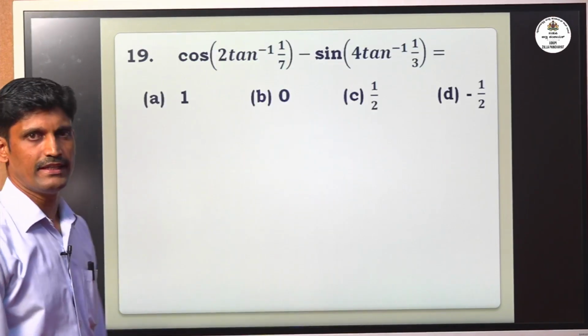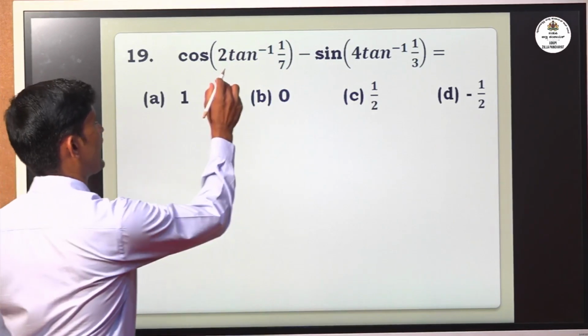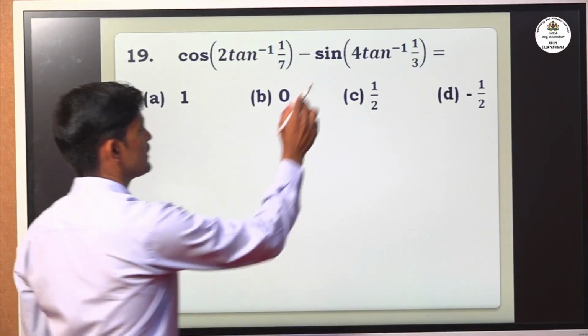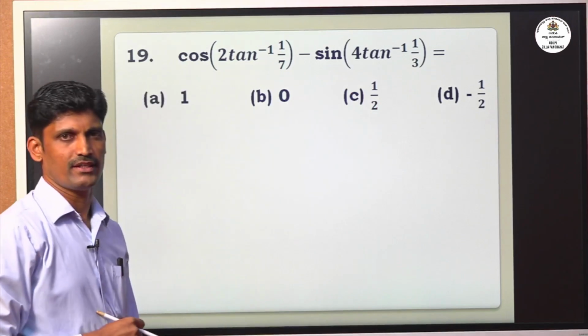Next question number 19. Cos of 2 tan inverse 1/7 minus sin of 4 tan inverse 1/3 is equal.